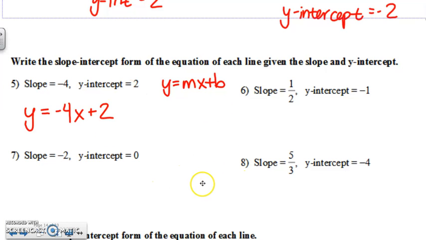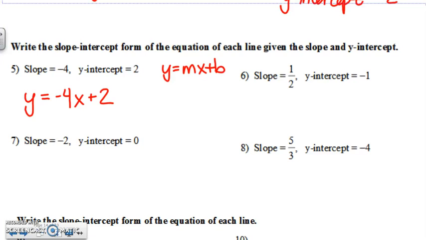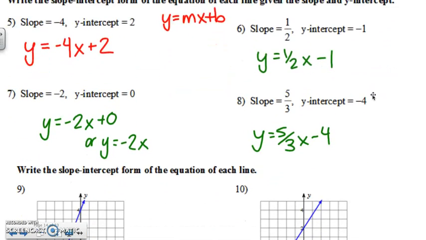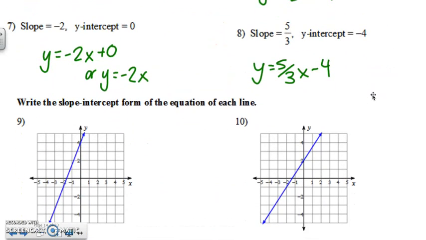So why don't you press pause and try 6, 7, and 8 on your own. Okay, so here's what I got for number 6. I wrote 1/2 and then x, and then I brought down -1. On 7, you could have had -2x plus 0, or that's just written as -2x. And then over here, 5/3 x minus 4. Alright, so those are kind of the easier parts. And now we're going to work into graphs.